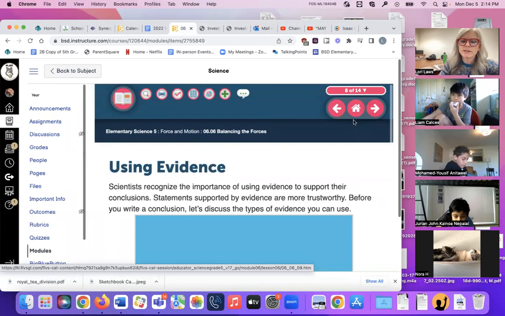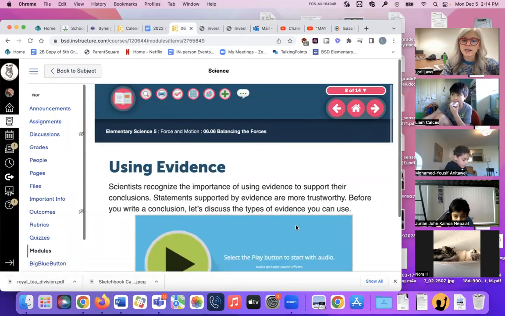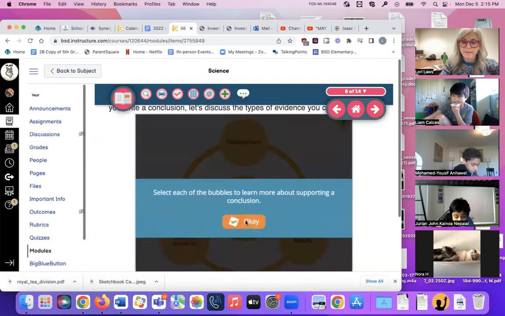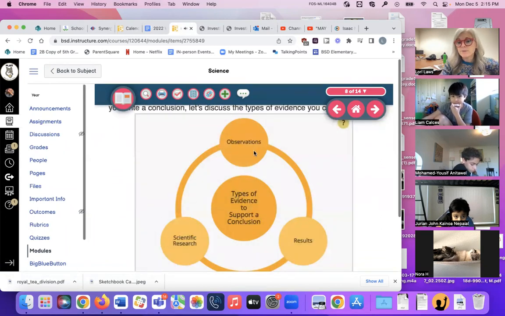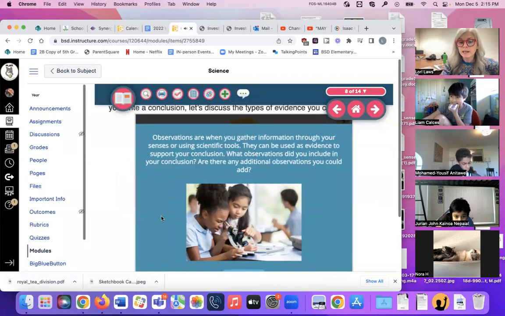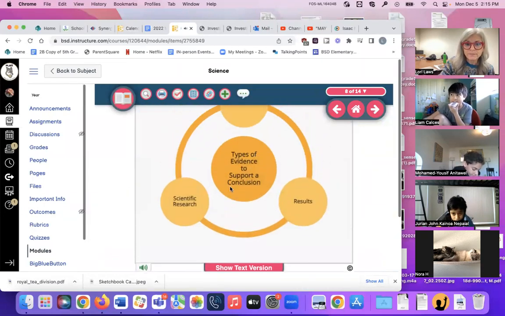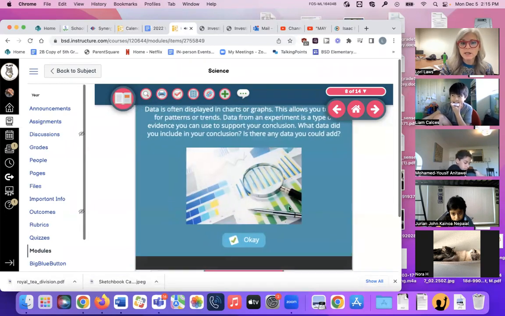Scientists recognize the importance of using evidence to support their conclusion. Statements supported by evidence are more trustworthy. Before you write a conclusion, let's discuss the type of evidence you can use. You can use observations. That's when you look at something and you actually see it with your eyes. It's not what you think happened, it's what you actually saw happen.